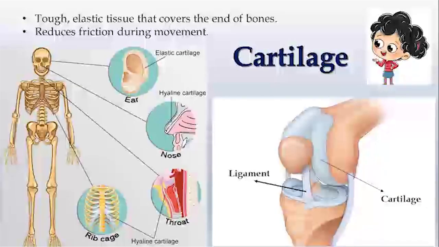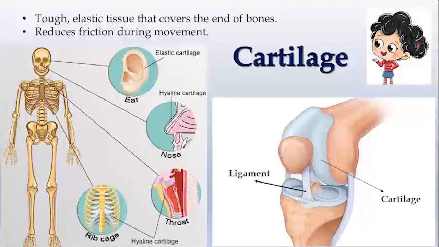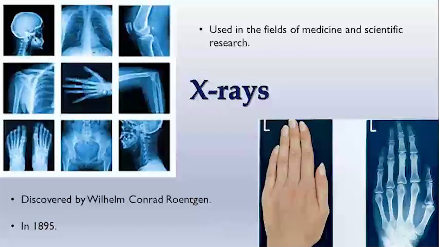It was a physicist named Wilhelm Conrad Roentgen who discovered this through an accident in his laboratory in 1895. He found out that these X-rays can only be passed through tissues and not bones. So, this discovery has been a great help in different fields of medicine and scientific research.